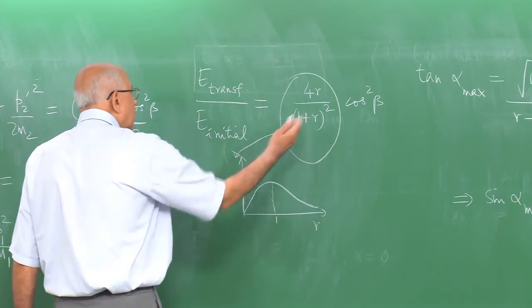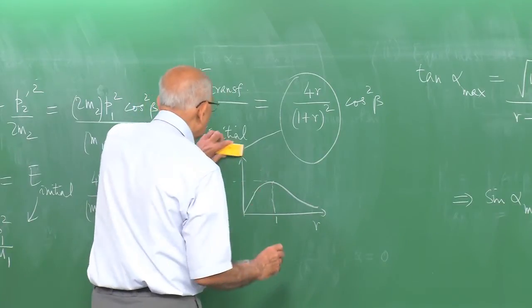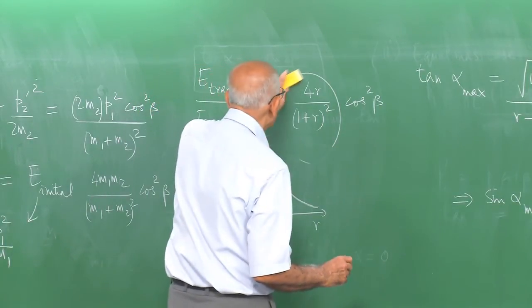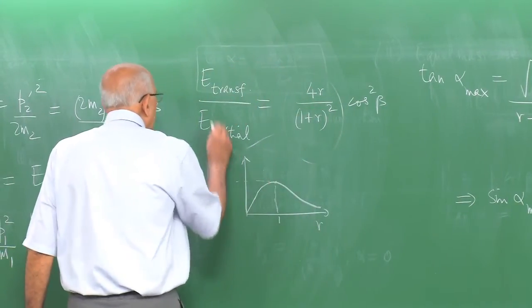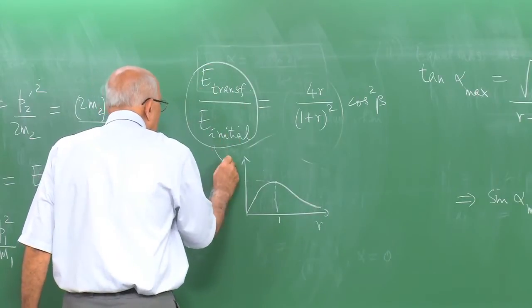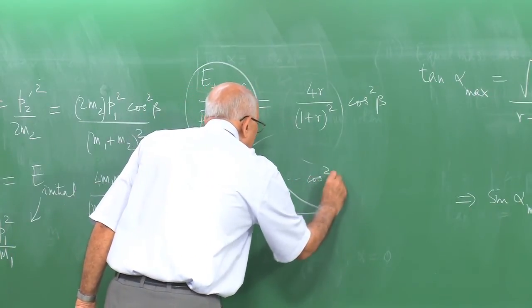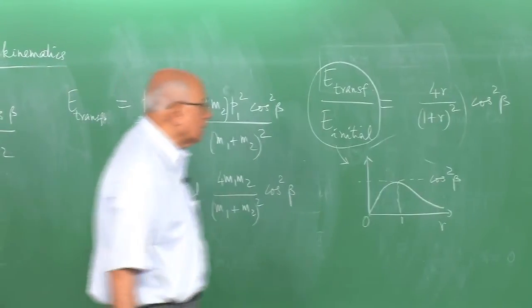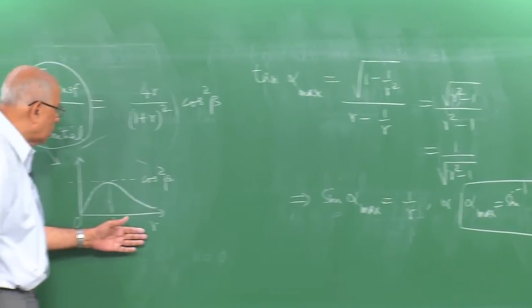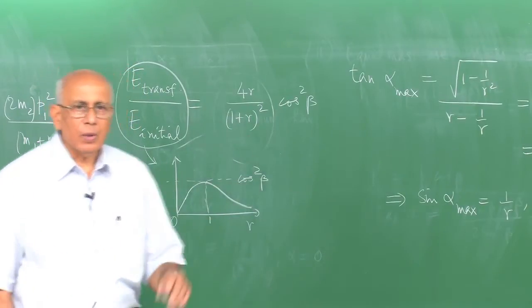And if you plot the full thing with cos squared beta included, so now we are plotting the full quantity, then the maximum value is cos squared beta. So it depends on what the scattering angle is, and it changes with the mass ratio, with the extra factor thrown in here in the general case as compared to the one-dimensional case.